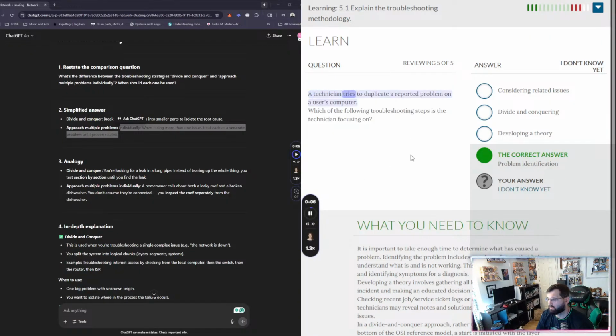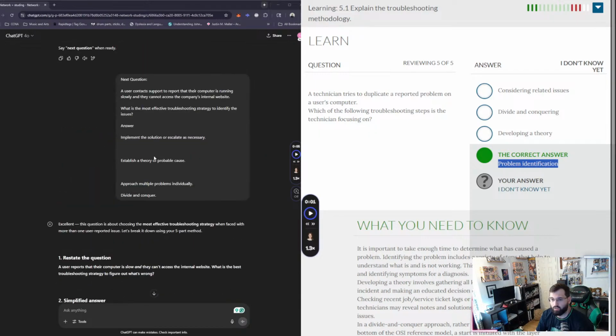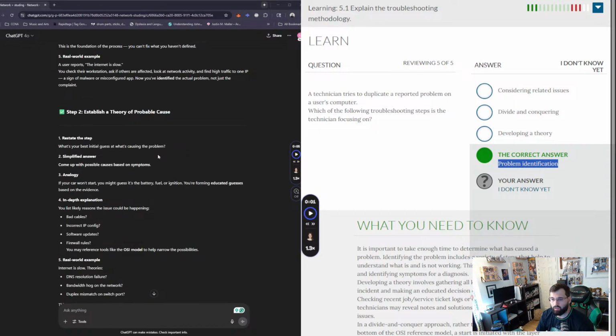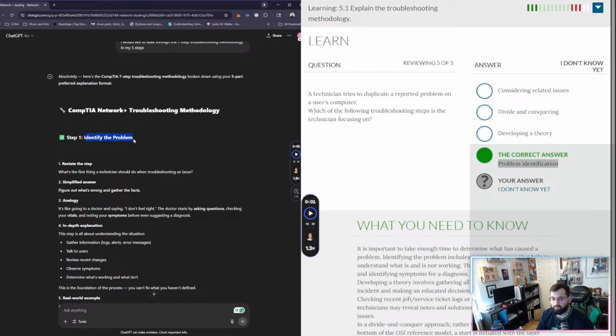A technician tries to duplicate a reported problem on a user's computer. Which of the following troubleshooting steps is the technician focusing on? Well, now I understand that duplicating a problem is a part of step 1, which is problem identification, which is what we had right here, identifying the problem.